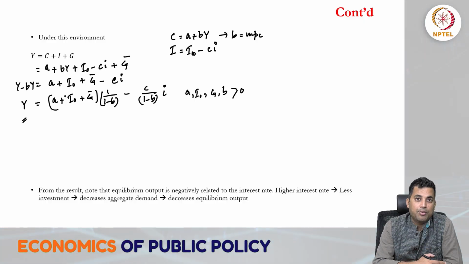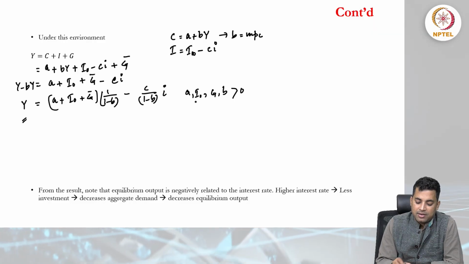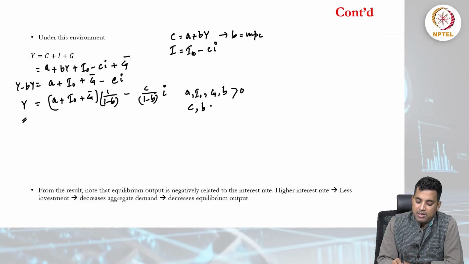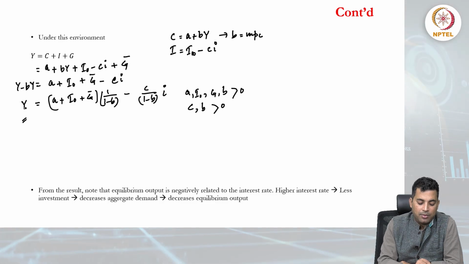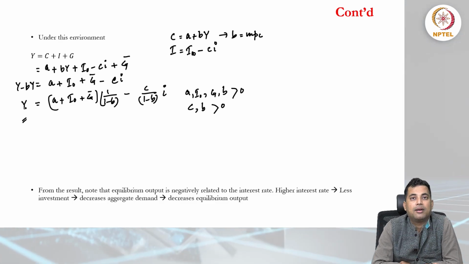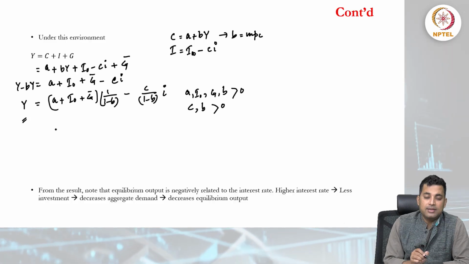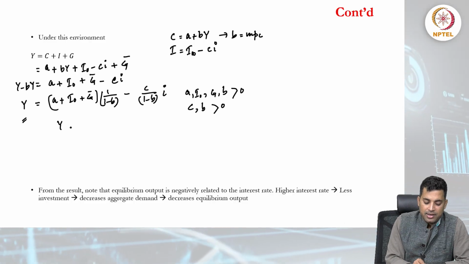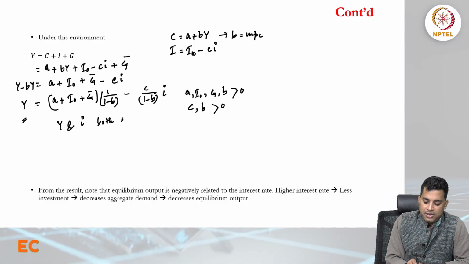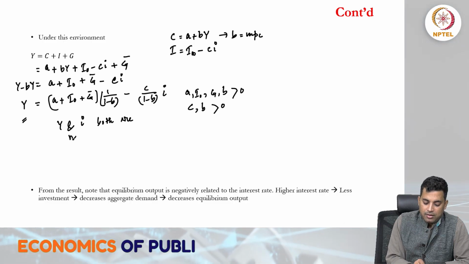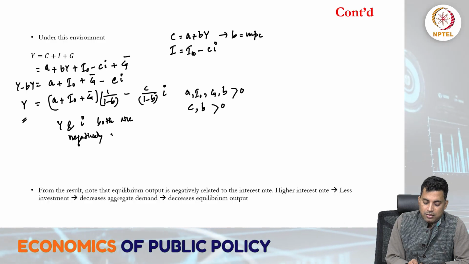But total output is negatively related to the rate of interest, because here c and B are both greater than 0. That means Y and i are negatively related. So in sum, we can say that Y and i are negatively related.